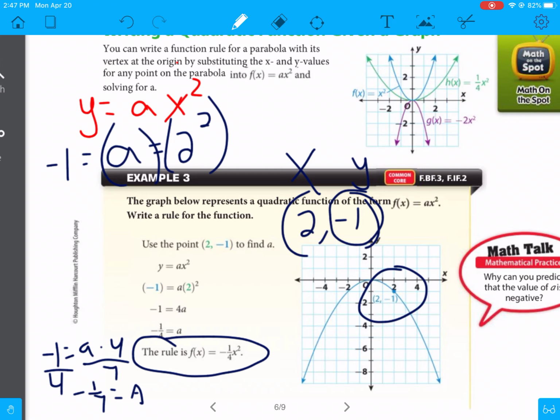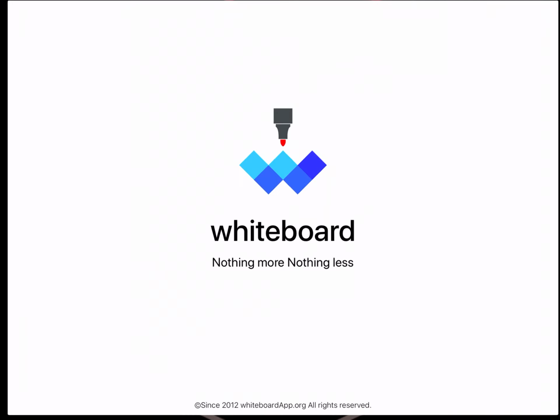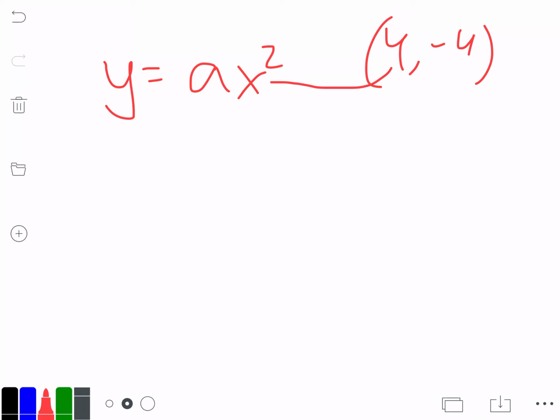So the rule is f of x equals -1/4 x squared. So that would work with any points on this graph. If you wanted to do right there, 4, -4. Let's try that one. So we're going to have y equals a times x squared. And it's going to be at 4, -4. So our x is 4, which is going to go right there. And then our y is -4, which that goes here.